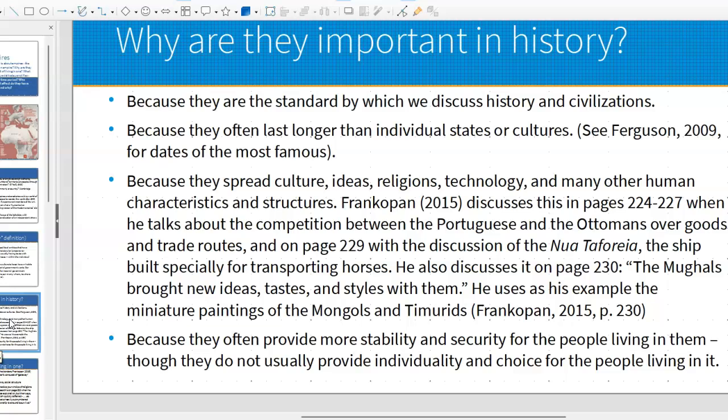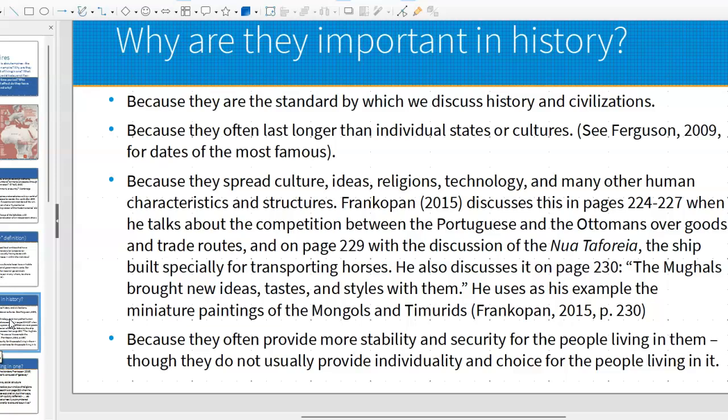And again on page 229 with the discussion of the Nua Taforia, the ship that became specially designed for the transportation of horses, which became a big part of the Portuguese wealth trade network. A specific example he gives on page 230, the Mughals brought new ideas, tastes, and styles with them, which he supports with his discussion of the miniature paintings of the Mongols and the Timurids, which become dominant as a status symbol among the Mughals and then spreads throughout much of not just Central Asia, but even into Western Europe.